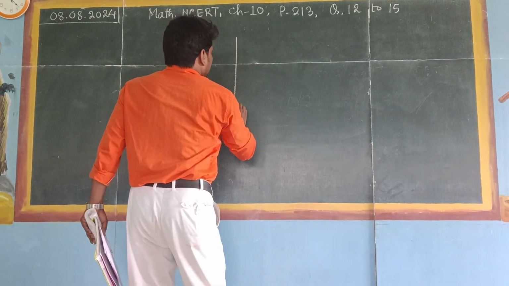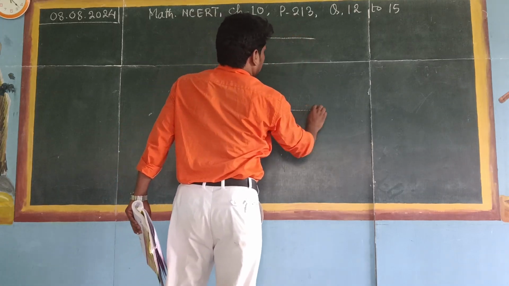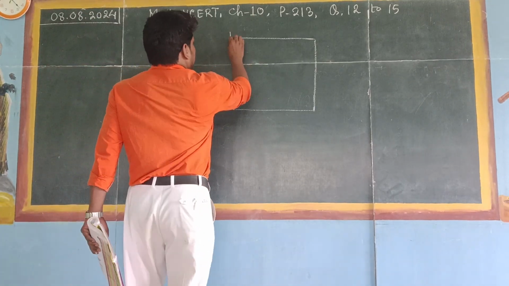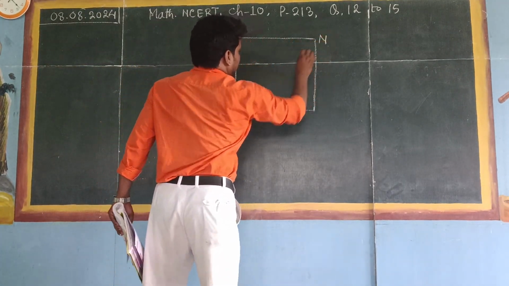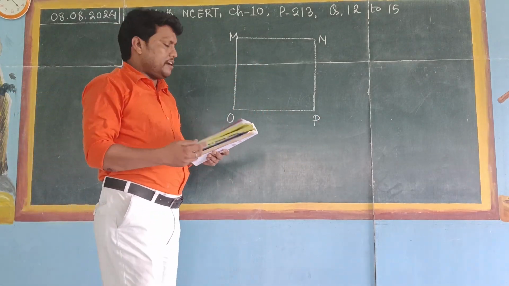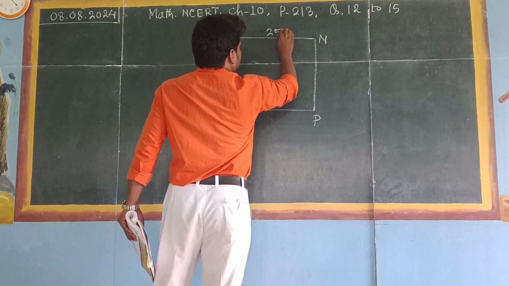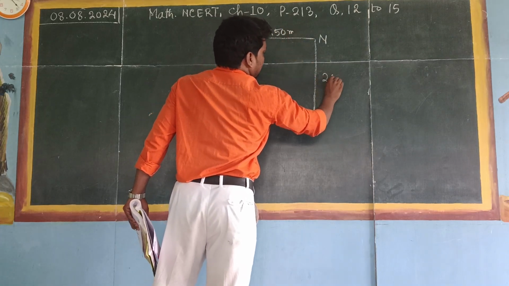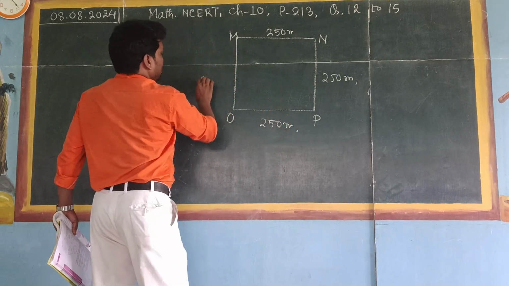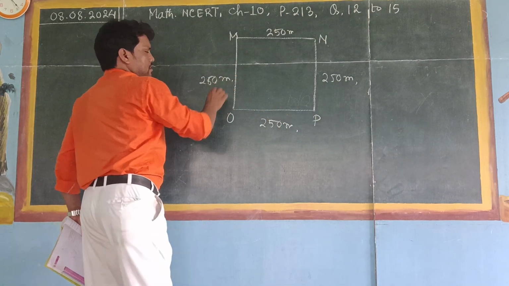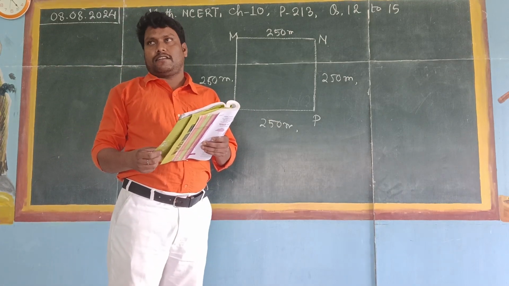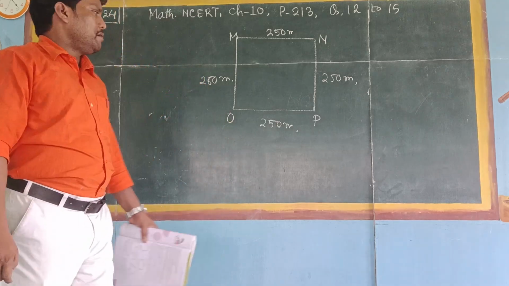Okay. So suppose it is a square park MNOP. Each side is 250 meter, that means all sides are equal. So 250 meter, it is also 250 meter. You have to find the cost of fencing the park. So at first you have to find out the perimeter.